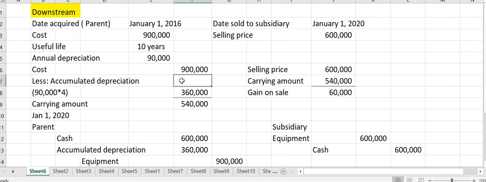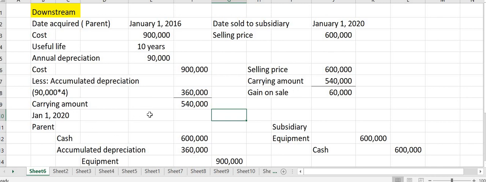First, we shall compute if the sale resulted in a gain on sale or loss on sale. So first, we'll compute the carrying amount of the equipment. The cost of the equipment is 900,000. Then the accumulated depreciation is 90,000 times 4, because it has been 4 years since the property was acquired. So you have 360,000. Cost less accumulated depreciation gives a carrying amount of 540,000. The selling price is 600,000 and the carrying amount is 540,000, so you have a gain on sale of 60,000.